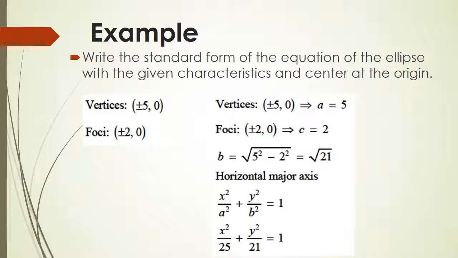Okay, so a has to be 5 because our vertices are at 5 and -5. And the focal points are at 2 and -2, so c is 2. We use the equation that relates a, b, and c to solve for b, and we get that b is the square root of 21. So x squared over a squared plus y squared over b squared equals 1. Fill in the numbers, and we're done.